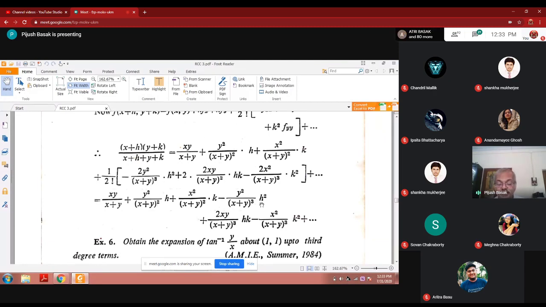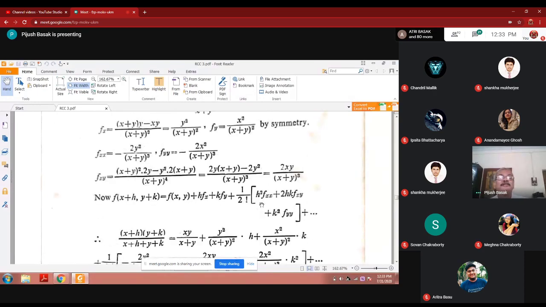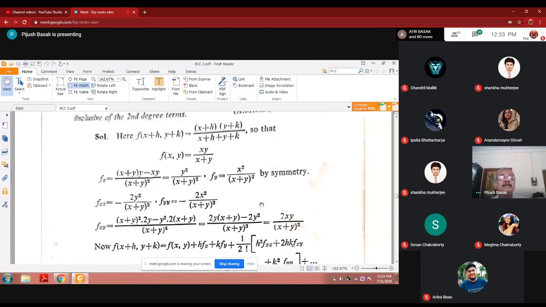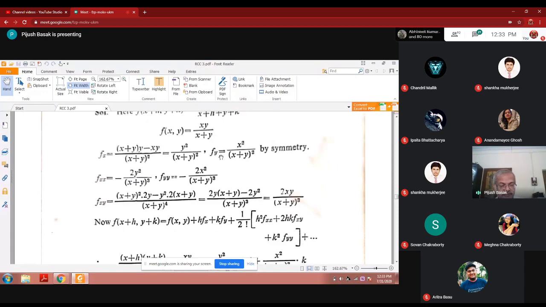So I don't think it is a problem. You have to catch the point that if f(x plus h, y plus k) is this, then f(x,y) must be xy by x plus y. That is the catching point. So if you catch this, the problem will only be substitution.